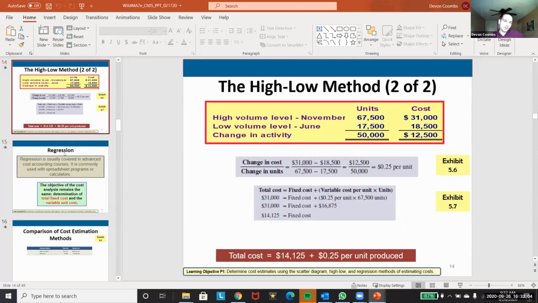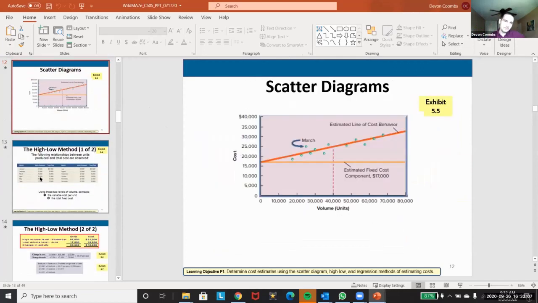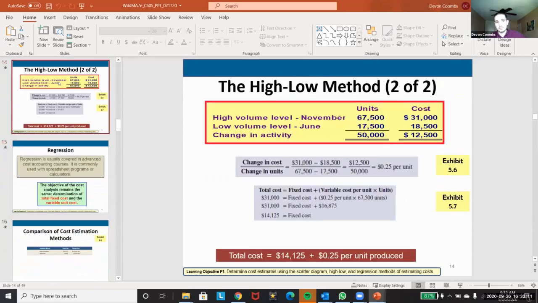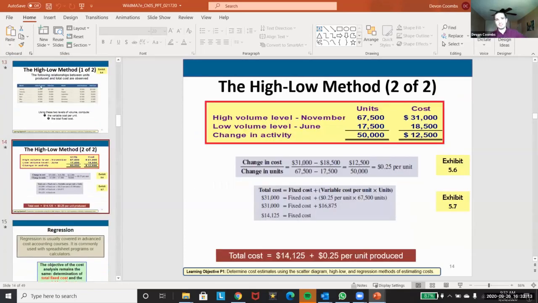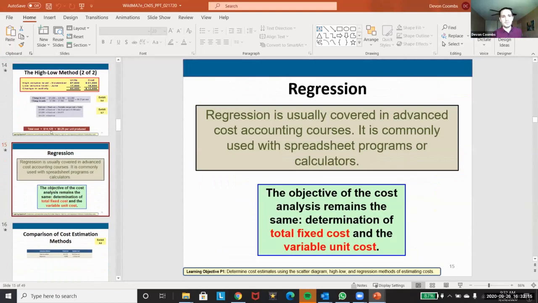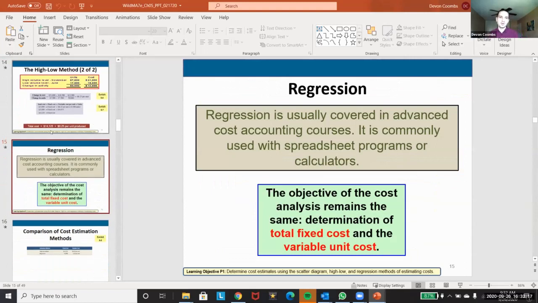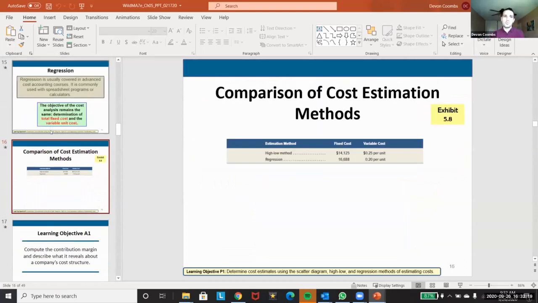But for this course, all I expect you to be tested on is the high-low method and maybe interpreting scatter diagrams, but really I'm going to be testing more on the high-low method and just the concepts of variable cost behavior. So don't worry too much about regression. Just know it exists and that you're going to have to learn it in your advanced cost classes and statistics courses.